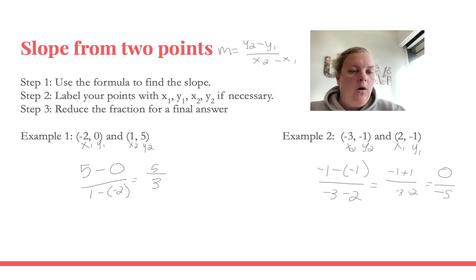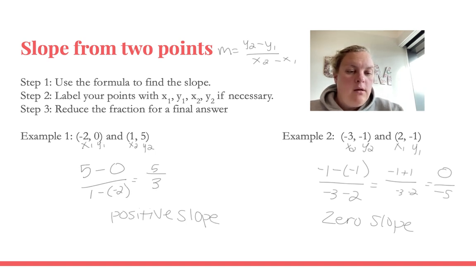Whenever you get a 0 on top of your fraction, this is a 0 slope. In our previous problem, we had a positive slope because our number was positive. In this problem, when 0 is on top, our automatic answer is a 0 for the slope.